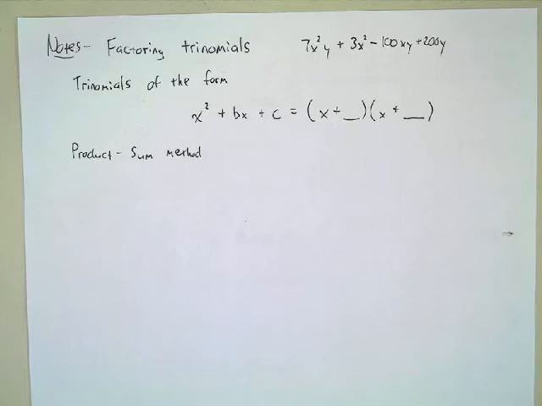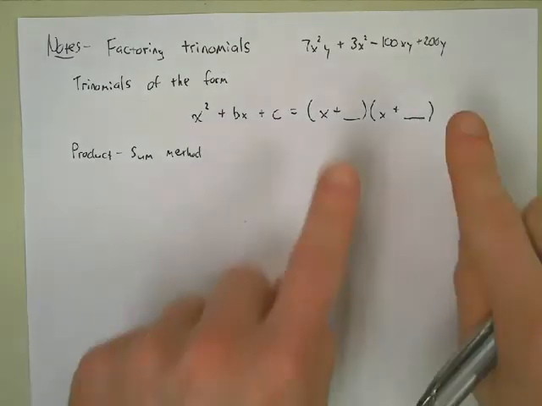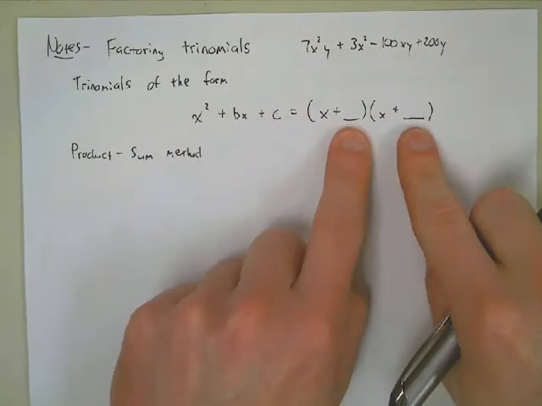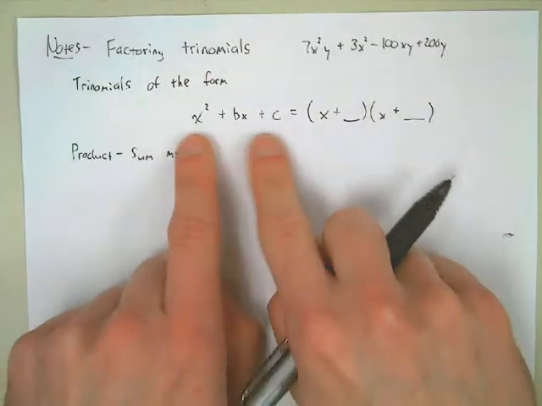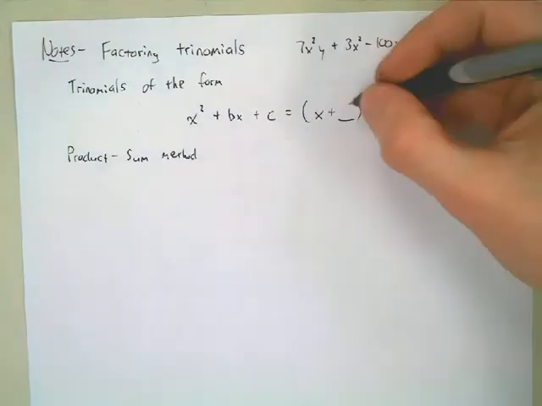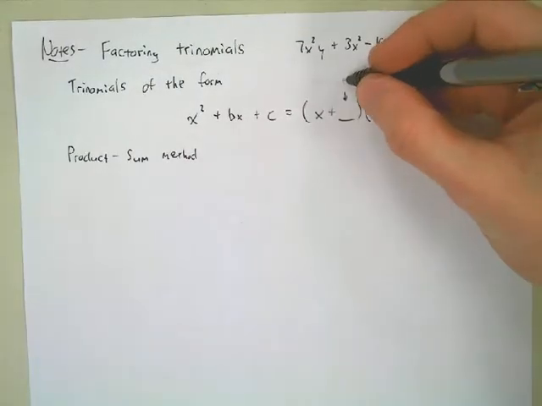The work involved in these problems is coming up with two numbers here that, when you multiply these back out, give you that trinomial. So that's going to be our work. We're trying to figure out what these two numbers are.